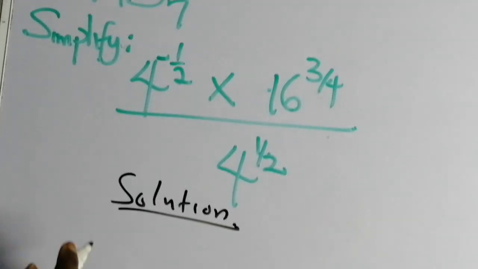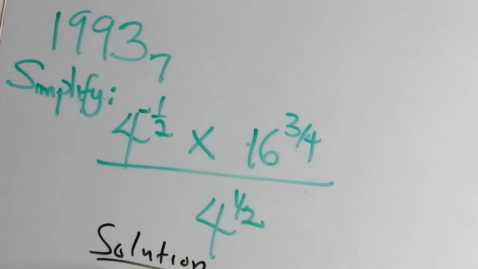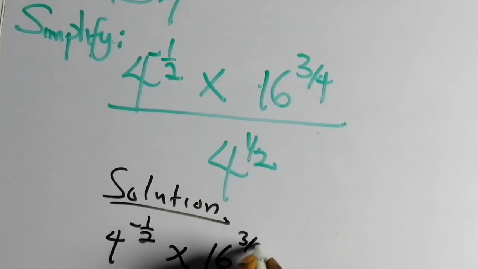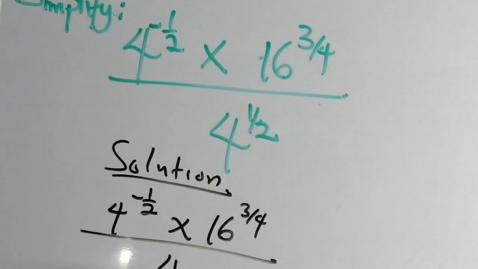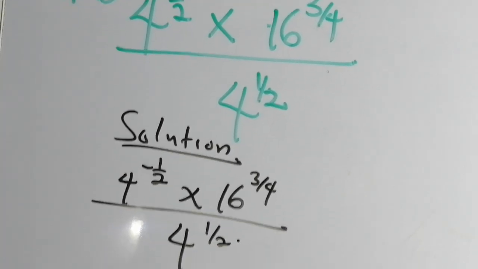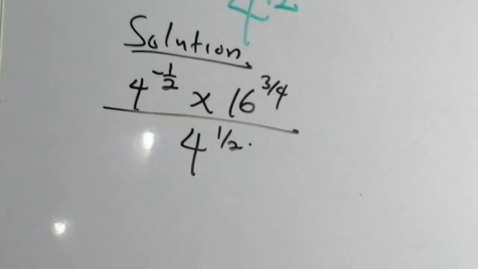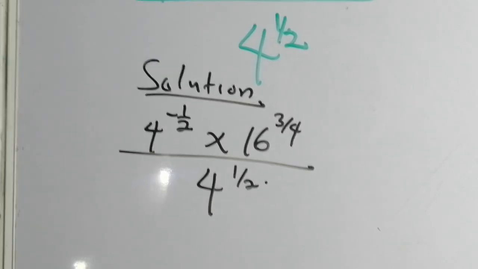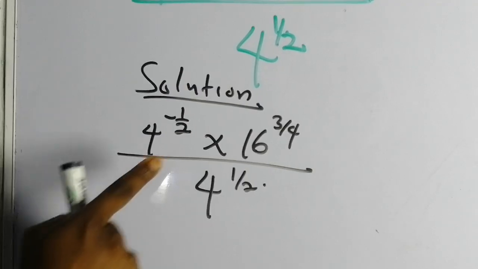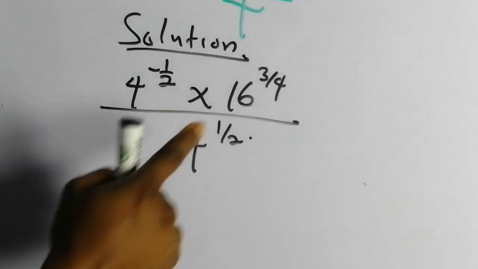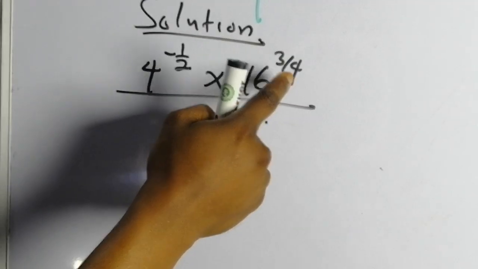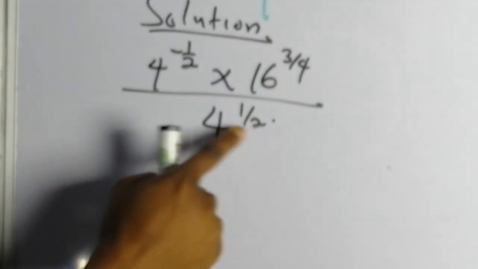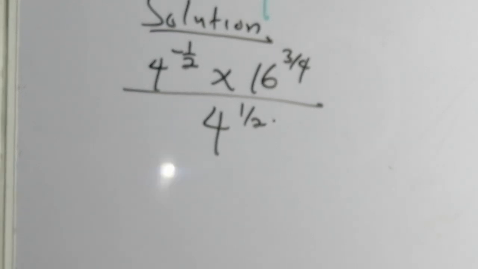Now we are asked to simplify: 4 minus half raised to power minus half, then 16 3 over 4 over 4 raised to power half. If you look at this very well, it is a combination of negative power law, that is negative index law, and then root law. The same applies to this one: a combination of root law and power law. This one is also a combination of root law and power law.